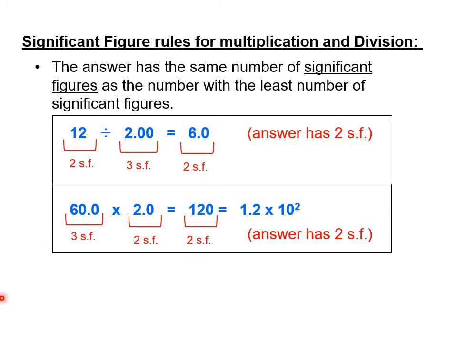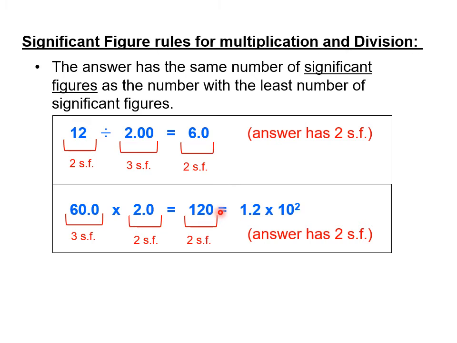Here's another example. If I multiply 60.0 by 2.0, notice that 60.0 has three significant figures. The zeros at the end count because there's a decimal point in the number. 2.0 only has two significant figures. So my final answer should just have two significant figures.